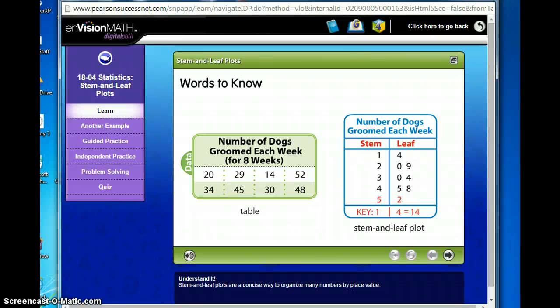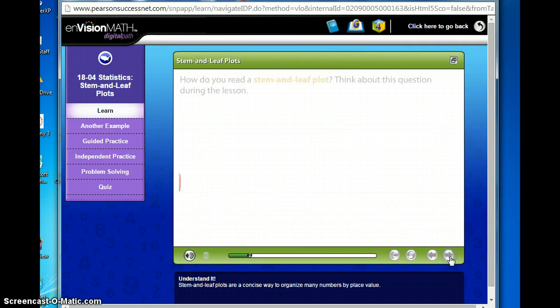It looks a lot like a frequency table, as far as the way it's laid out. But it is different, okay? We notice that, first of all, it has a key at the bottom, and a frequency table does not have a key at the bottom. And we'll learn how else it's different.